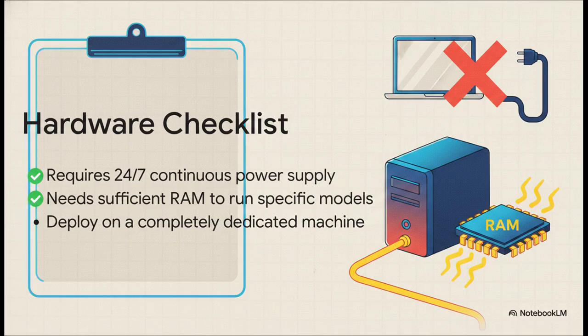If you try to run a heavy AI model constantly in the background of your main work machine, it's going to completely melt your battery life and your cooling fans will literally be screaming. So, because of this intense requirement, you absolutely need to deploy your agent on a completely dedicated machine that just stays plugged into the wall and connected to the internet all the time.